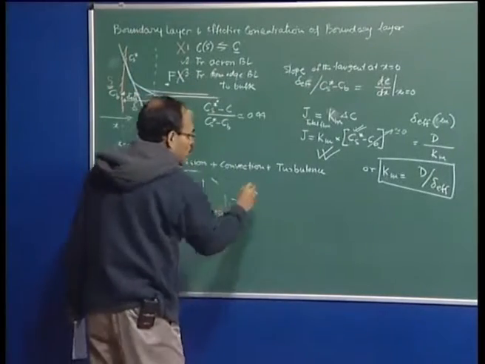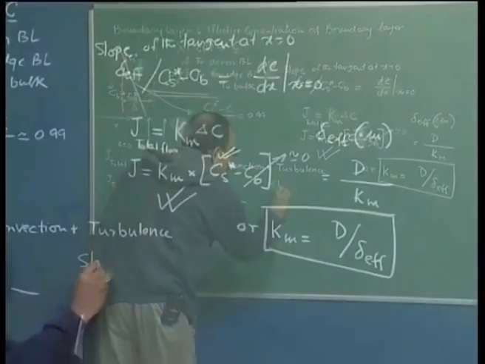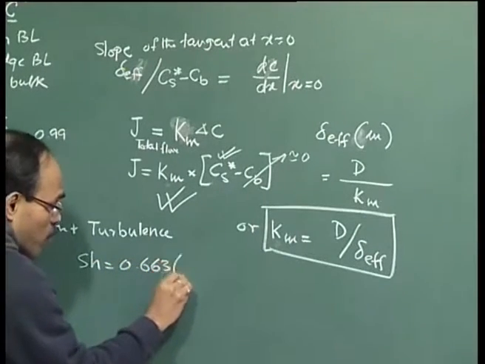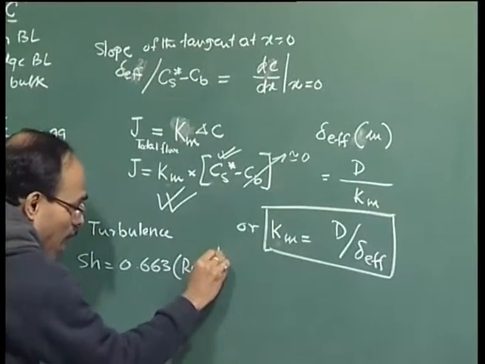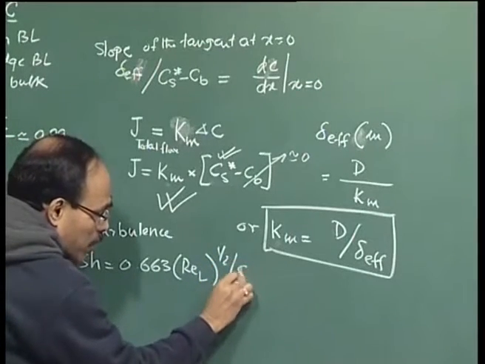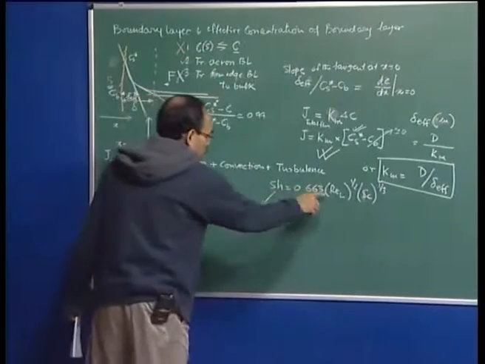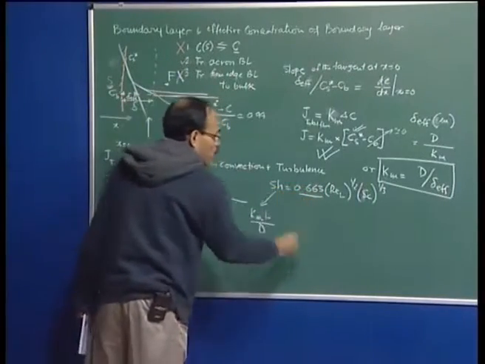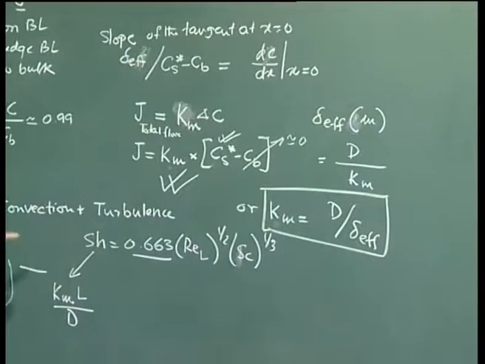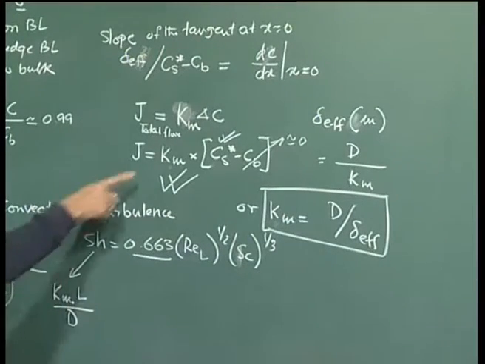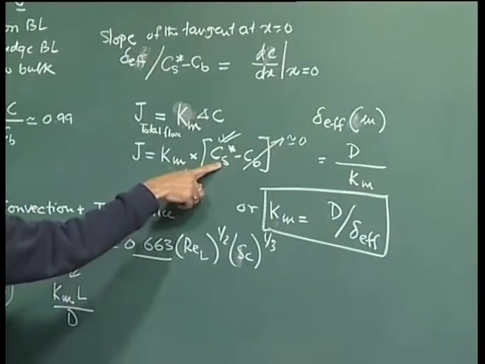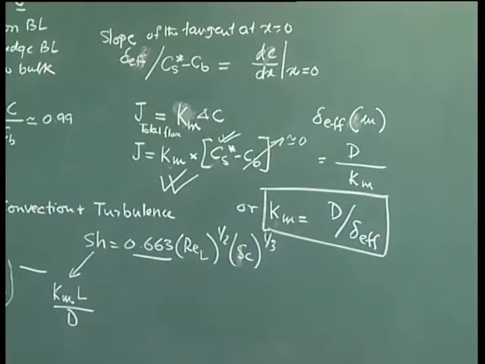And if you consider the geometry to be a flat plate, in that case we can say that Sherwood number is equal to 0.663 into Reynolds raised to the power half and Schmidt number raised to the power 1/3. This can be used to calculate the mass transport coefficient, because this is nothing but Km L over D. So, having given the velocity, I should be able to calculate the Sherwood number from this flat plate correlation, flow past a flat plate, and use this correlation to determine Km. And once I know Km, I can multiply Km with the Cs star, the solubility limit, and get the net rate of dissolution which I am trying to know.